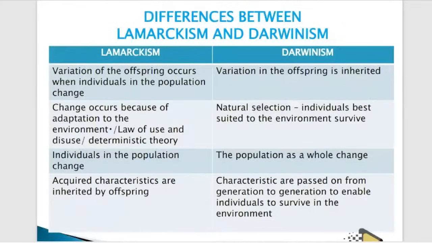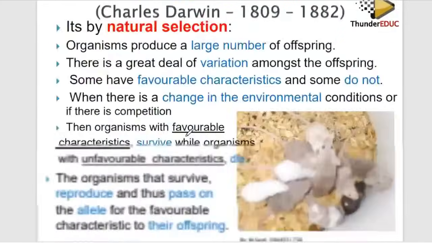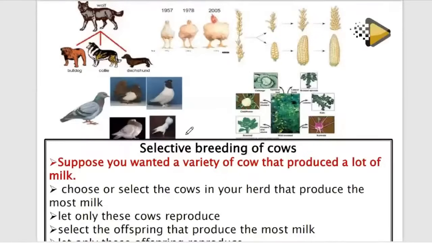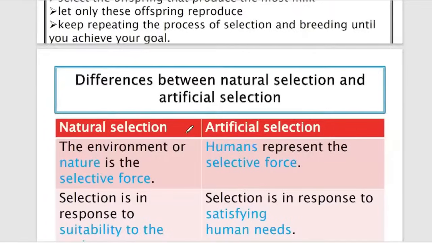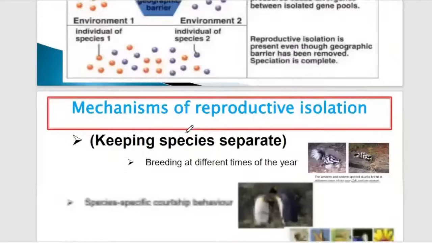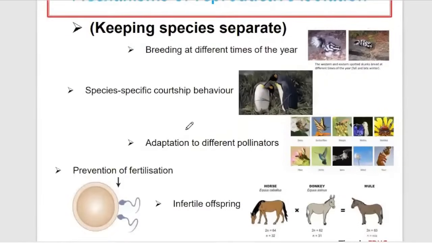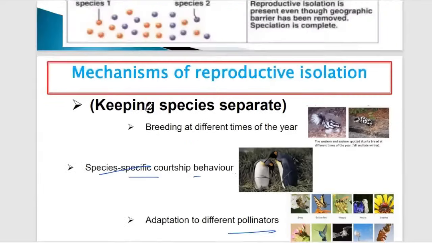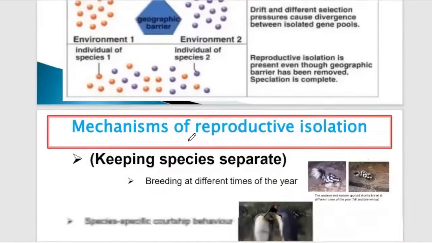Let's talk about the difference between Lamarck and Darwinism. The different isolation mechanisms, artificial selection, these ones. No, that's not what they want. Yes, these ones: breeding at different times of the year, species courtship behavior, adaptation to different pollinating agents, prevention of fertilization leading to infertility of the offspring. Don't go there without knowing these different isolation mechanisms.